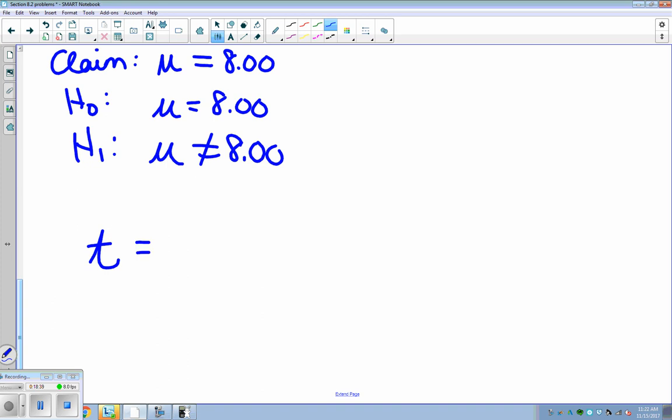And my T statistic says, we'll write it up here. This is my sample mean minus the population mean divided by the sample standard deviation divided by the square root of n.